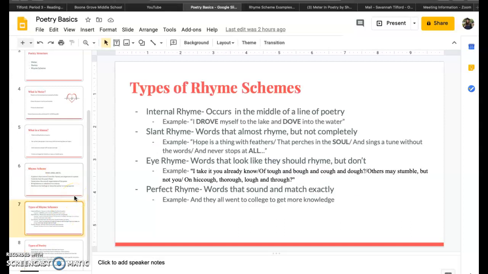So internal rhyme occurs in the middle of a line of poetry. And an example of this is, I drove myself to the lake and dove into the water. So drove and dove rhyme, but they rhyme in the middle of the poetry line instead of at the end, where it could be end rhyme.